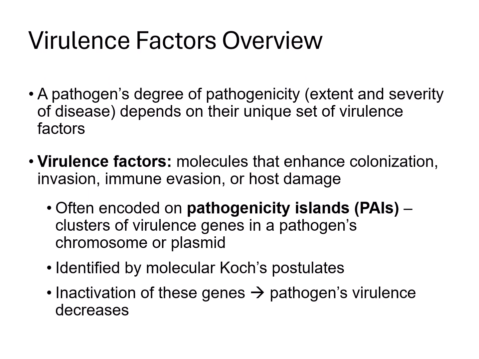Virulence factors are the molecules that give pathogens their disease-causing power. They help with attachment to host cells, invasion of tissues, evasion or hiding from the immune system, and damage to host cells. These genes are often grouped together on pathogenicity islands, which are clusters of virulence genes on a plasmid or on the main chromosome. If a key virulence gene is knocked out or silenced, the microbe becomes less virulent.